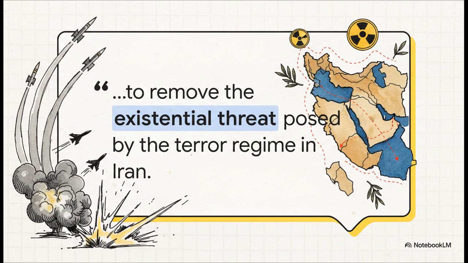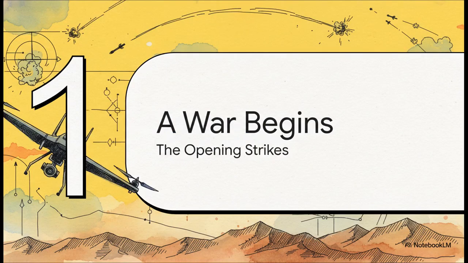The official reason was pretty clear. This was a preemptive strike designed to take out an existential threat. But the real question is, how did we even get to this point? Let's start with the attack itself. Okay, let's dive into our first section. A war begins. We're going to look at the opening moments that set this fire off.